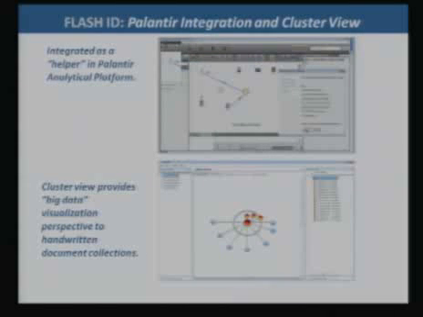And then finally, where are we at right now? It's integrated within the Palantir analytical platform as a handwriting helper for analytical work. And we also have sort of a big data application. Again, this is more outside the world of forensic documents and more in a DoD-type application.